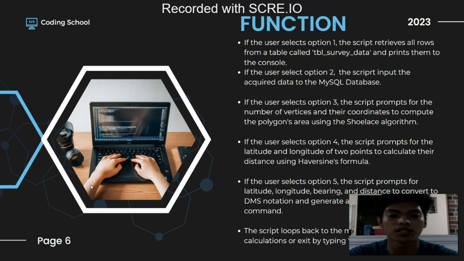If the user selects option 4, the script prompts the user to enter the latitude and longitude value of 2 points. The Haversine formula is then used to compute the distance between the 2 points, and the result is printed to the console. If the user selects option 5, the script prompts the user to enter the latitude and longitude value in decimal degree, as well as the bearing and distance of the line. The script then converts the latitude and longitude to DMS notation and generates an AutoCAD polyline command using the DMS values. Finally, the script loops back to the beginning of the menu, allowing the user to perform additional calculation or exit the script by typing Q.